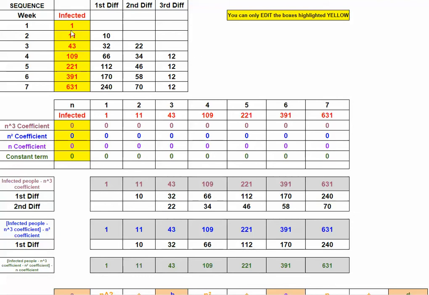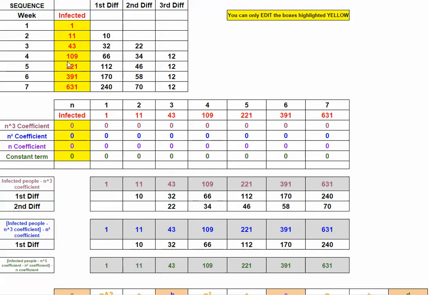So these sequences are used in the context of the spread of a disease that a health professional or government might be monitoring. In week 1, 1 person infected, week 2, 11, week 3, 43, week 4, 109. See the Modelling Disease Activity for more mathematics on this topic. And our aim is to work out what the function is that describes the spread of this disease so we can predict where it's going in the future, how many will be infected.